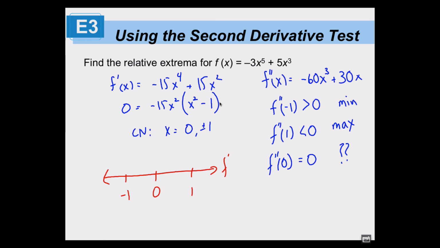So why do we plug those critical numbers into the second derivative? Because these critical numbers tell me that these three points could be maxes and mins. Remember, the critical numbers from the second derivative tell me they could be what? Points of inflection. Thank you. That's why we don't plug in the critical numbers of the second derivative; they could be points of inflection. Okay, does that make sense?